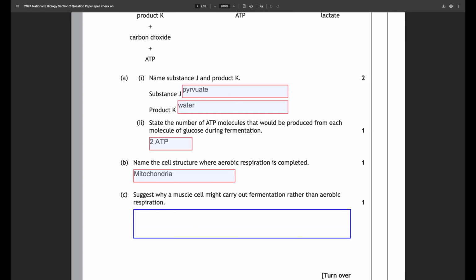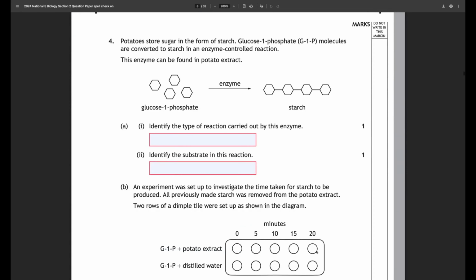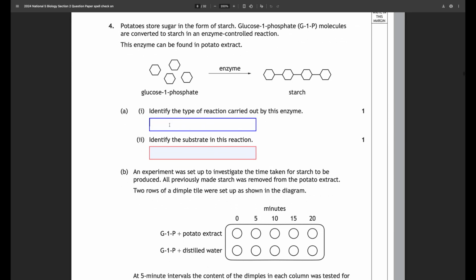Part C, it's a suggest question. These are the tougher ones. Suggest why a muscle cell might carry out fermentation rather than aerobic respiration. So what are the conditions for aerobic respiration? Well, we require oxygen to be present. So if a muscle cell carries out fermentation instead, that would suggest that there is no oxygen present, or oxygen is absent would be acceptable as well for that one. So well done if you did well on that question. If not, have a wee look over topic 1.6 again.